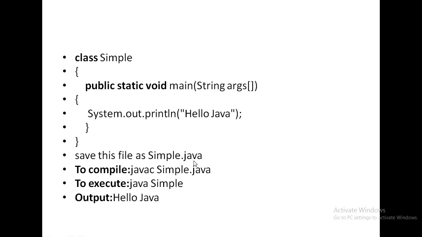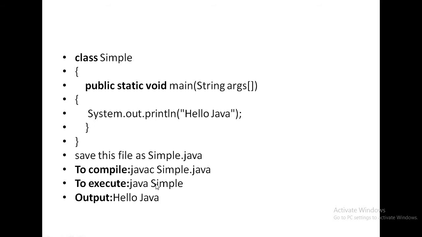Then how to compile the Java program? To compile the Java program, there is one command, known as the javac command. So how to compile? javac filename, that is, javac Simple.java. If my program does not contain any error, then to execute the Java program, there is one command known as java. For compilation, the command is javac. For run or execute, the command is java.